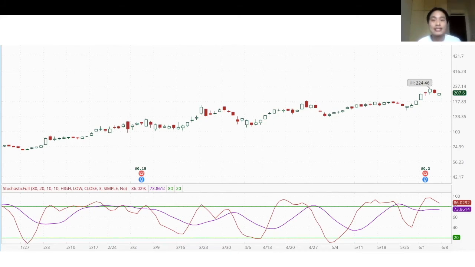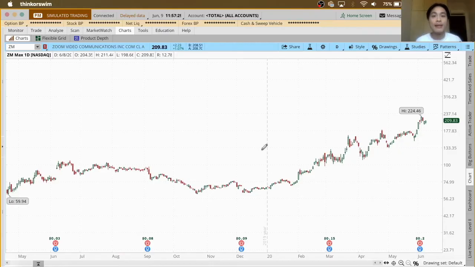So that is the stochastic oscillator trading strategy. We want to avoid buying a stock when the stock is in overbought conditions, and we want to avoid shorting the stock when the stock is in oversold conditions. Let me show you how to use the stochastic oscillator on the charting platform, ThinkorSwim. If you are using ThinkorSwim as your charting platform, you can follow the steps to set up your stochastic oscillator.